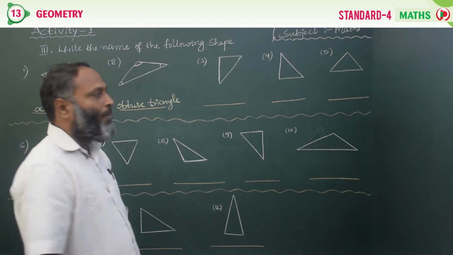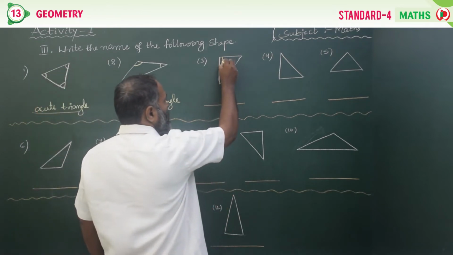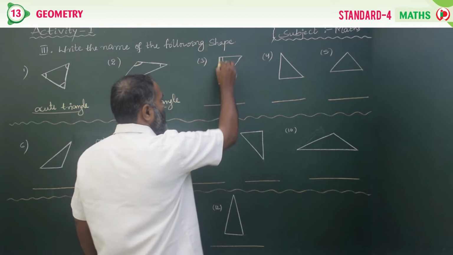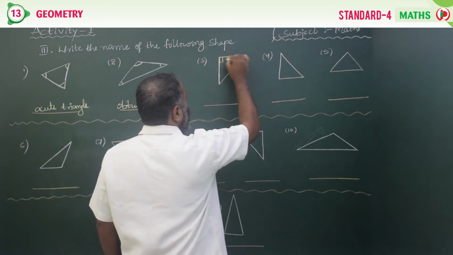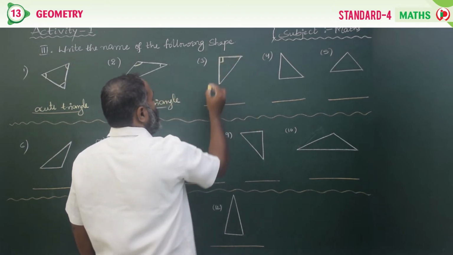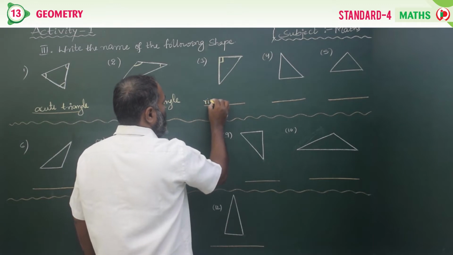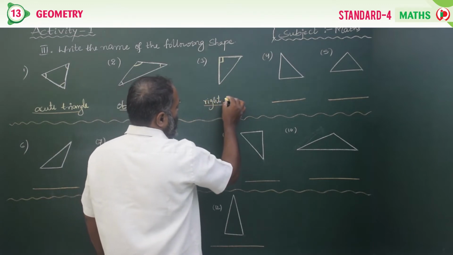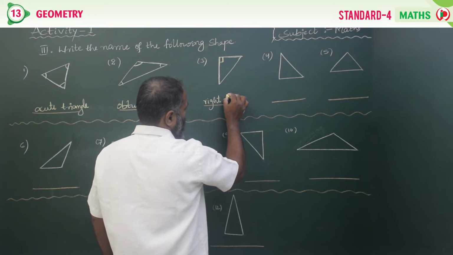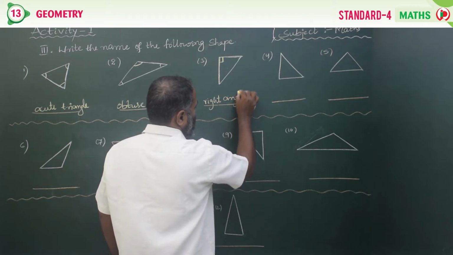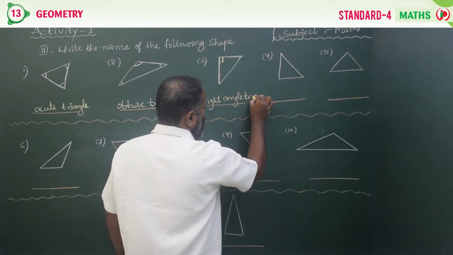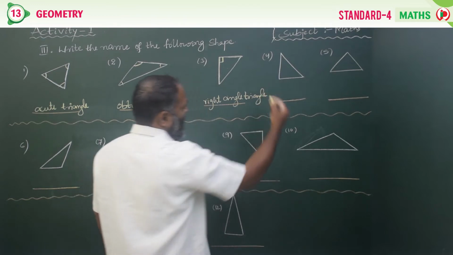So here these two sides are perpendicular. This side and this side. The angle here is 90 degrees. So this is a right triangle. Right triangle means right angle triangle.